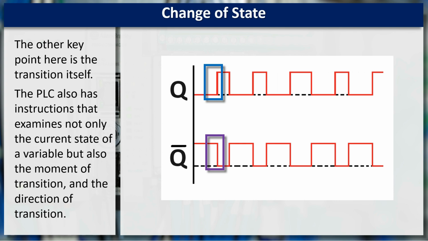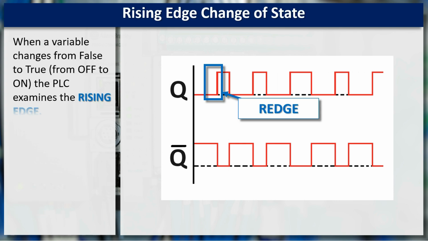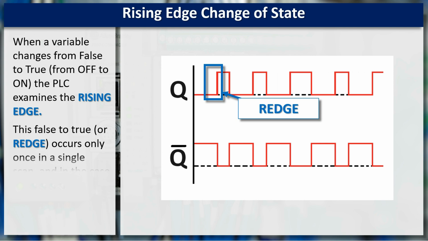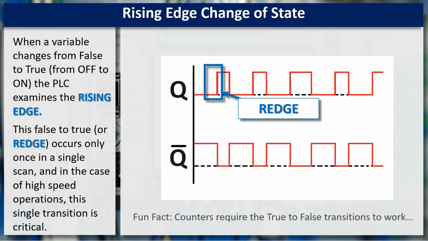When a variable changes from false to true, from off to on, the PLC examines the rising edge. This false to true transition occurs only once in a single scan, and in the case of high-speed operation, this single transition is critical. Fun fact, counters require true to false transitions to work.